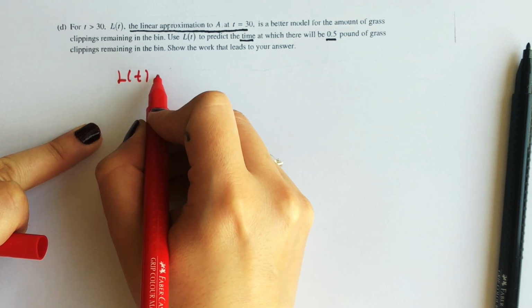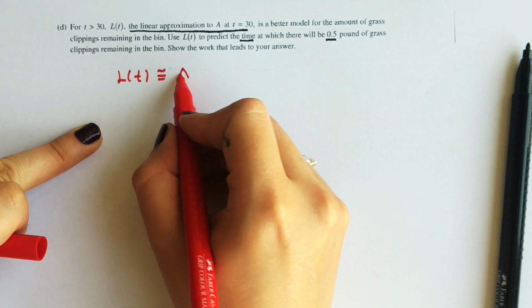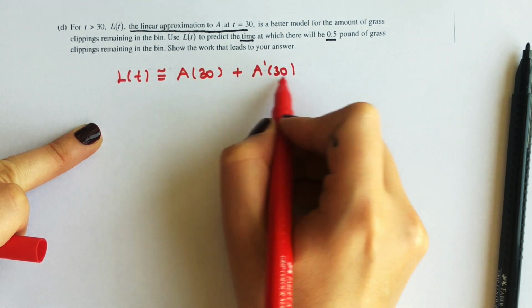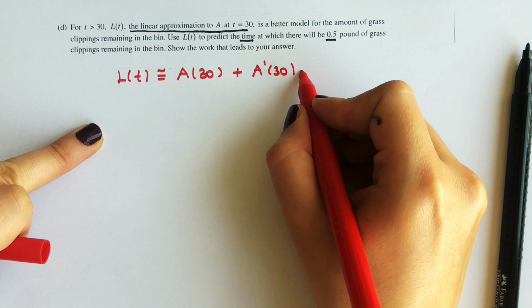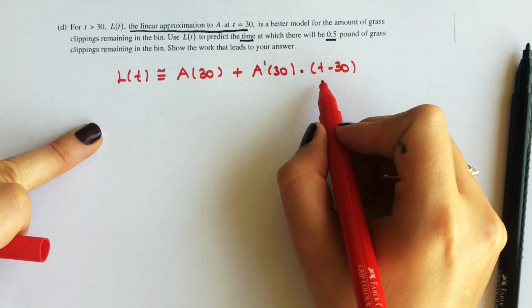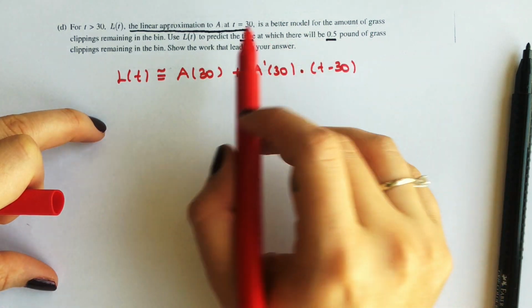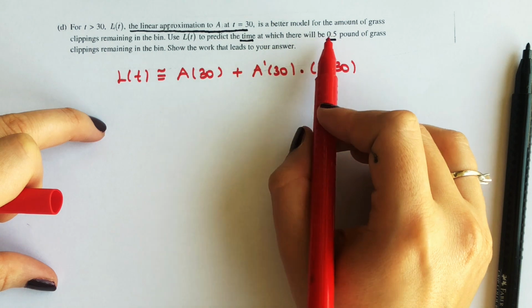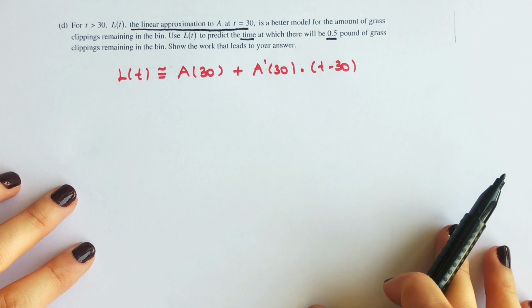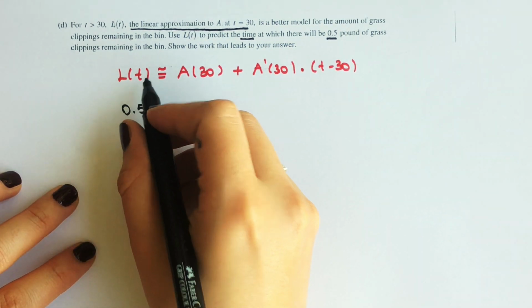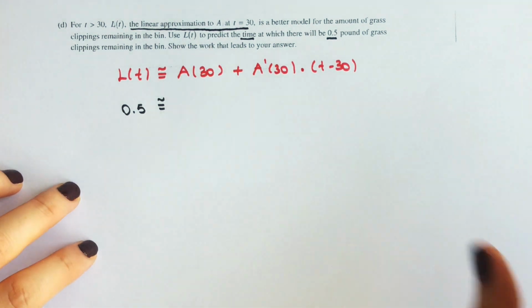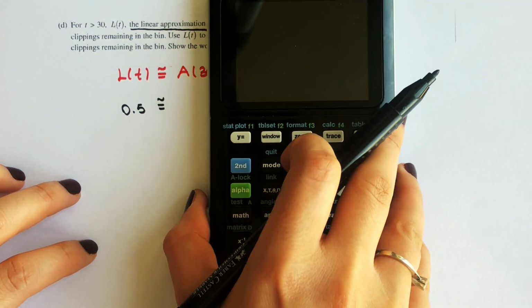Okay, what is the linear approximation? L of t equals A of 30 plus A prime of 30, it means the derivative at 30, times t minus 30, because time is changing between 30 and t. Now it says to find the t where L of t equals 0.5. This is why we are going to write 0.5 for L of t, and after that we are going to find A of 30 and A prime of 30. First find A of 30.